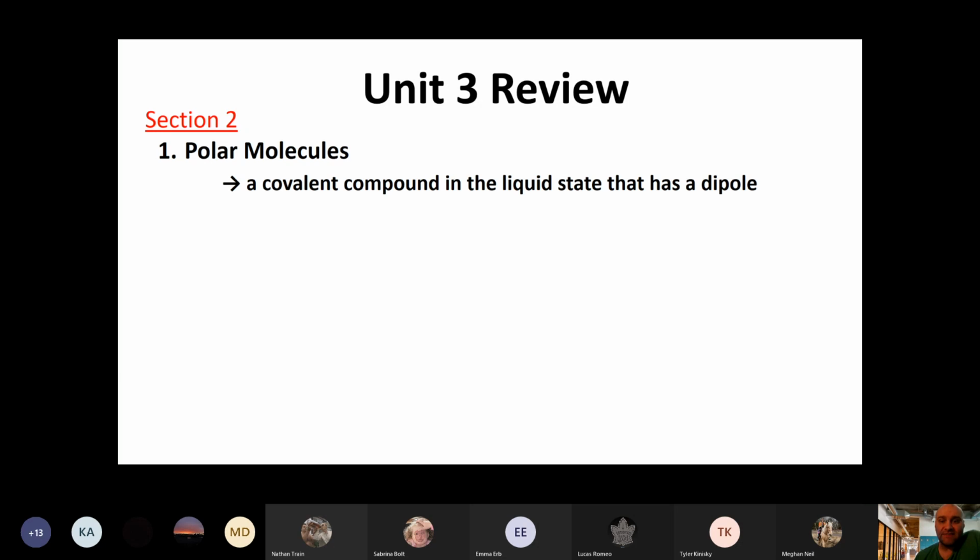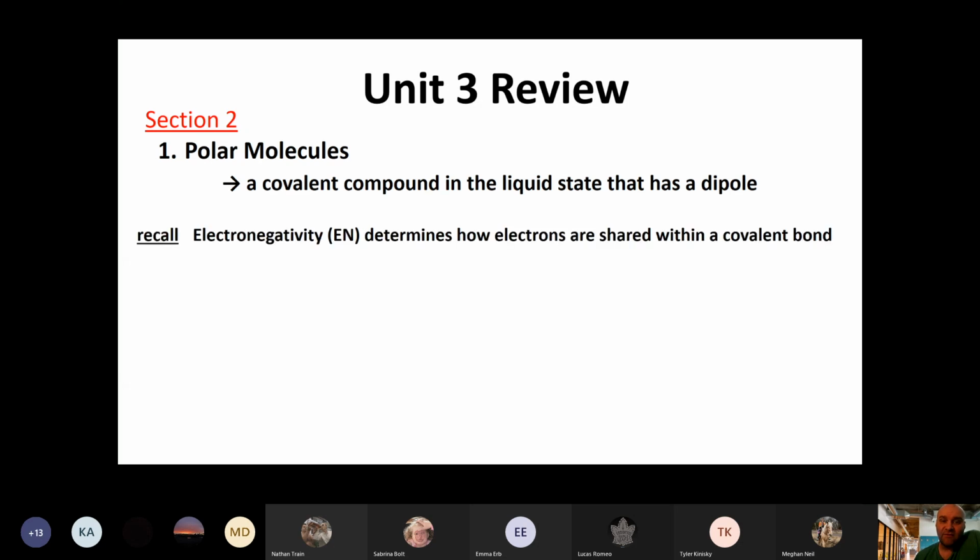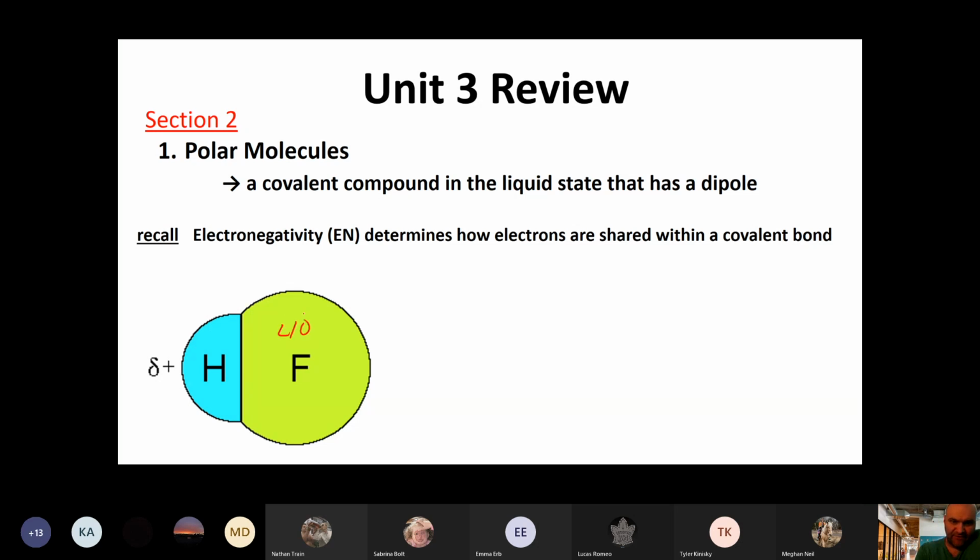These are covalent compounds in the liquid state that have a dipole. So this harkens back to our electronegativity. Remember, those are numbers on the periodic table. So here's a molecule like HF. You look these numbers up. I think fluorine is 4.0, hydrogen's about 2.1. So that means in a bond, electrons are going to navigate towards the fluorine. So you're going to end up with a positive end next to the hydrogen and a negative end next to the fluorine, and that gives us our dipole.